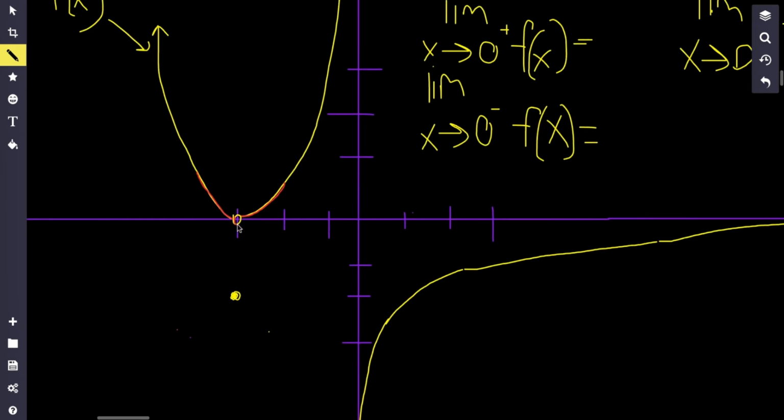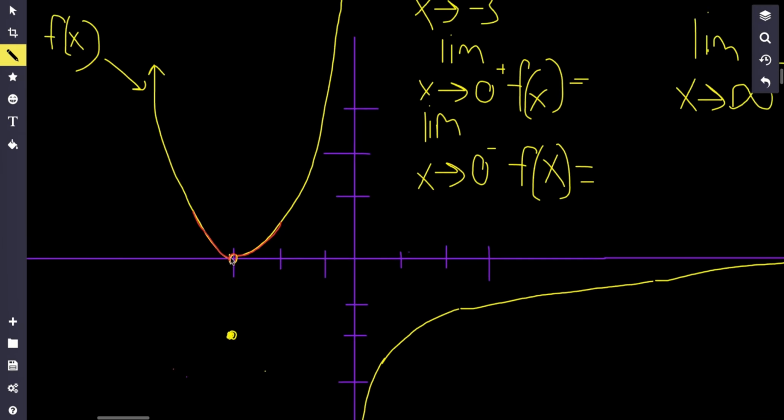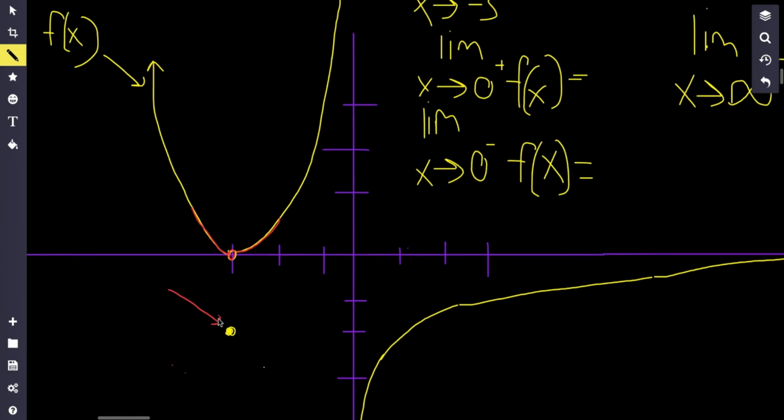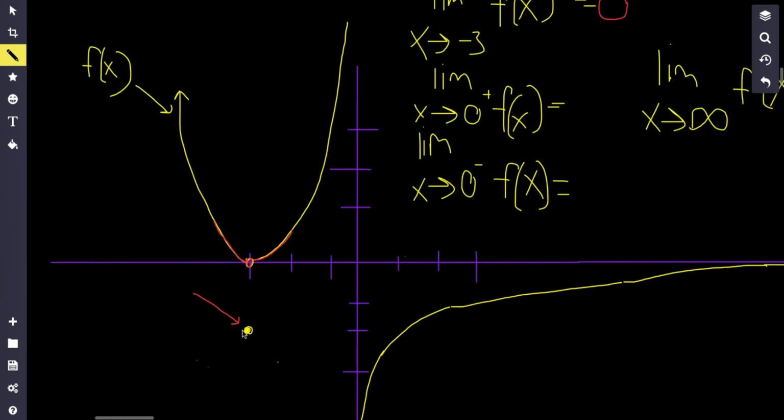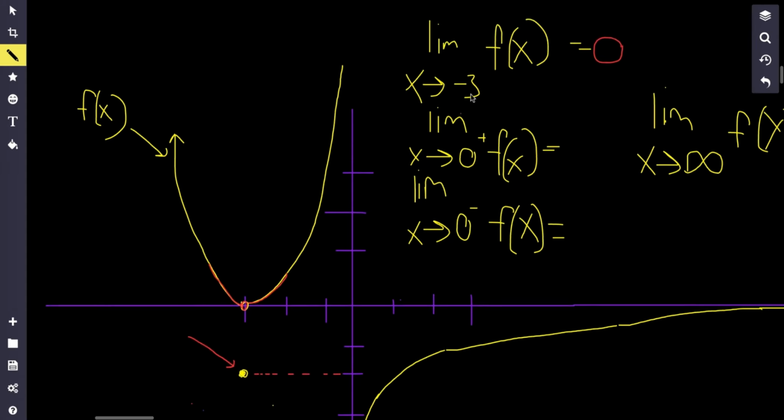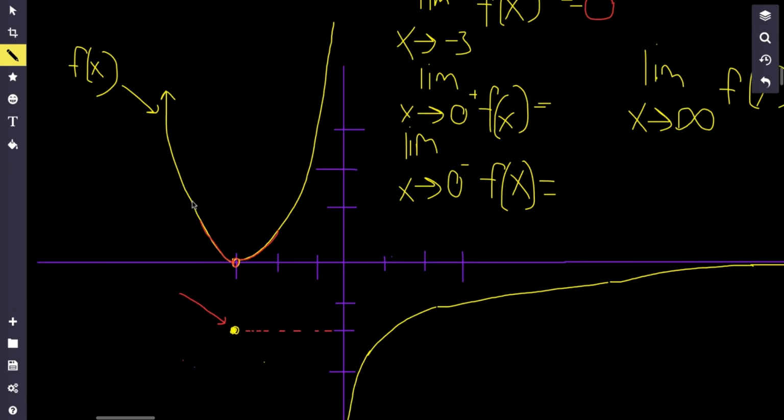Even though the actual point itself is undefined, and the actual value for f of -3 is at -2. So let me just highlight this here. Even though the value itself is at -2, when you're looking at limit problems using a graph, you're only focusing on the surrounding points, okay?